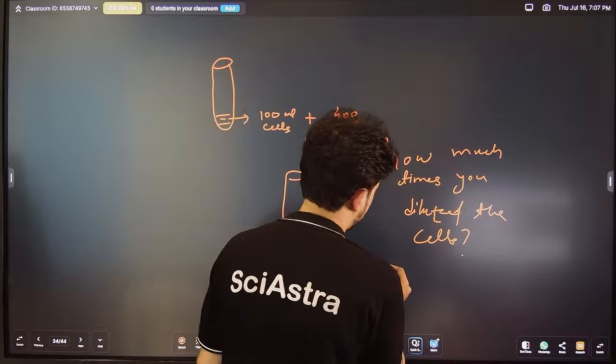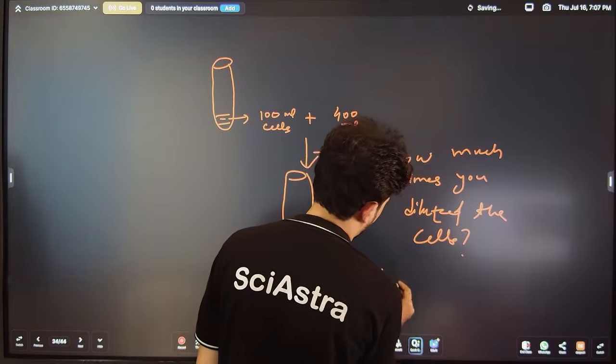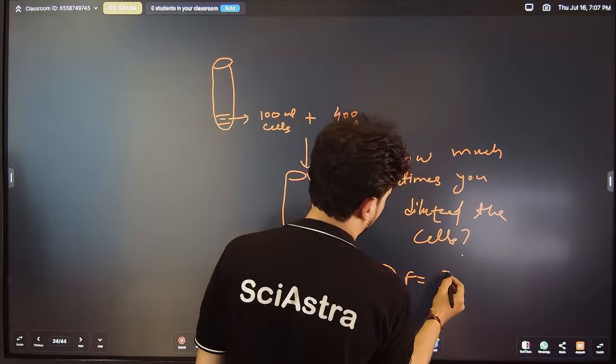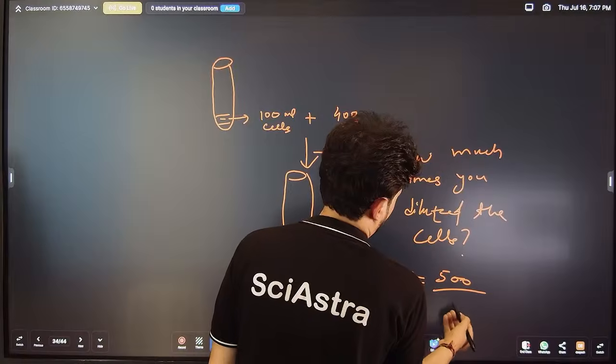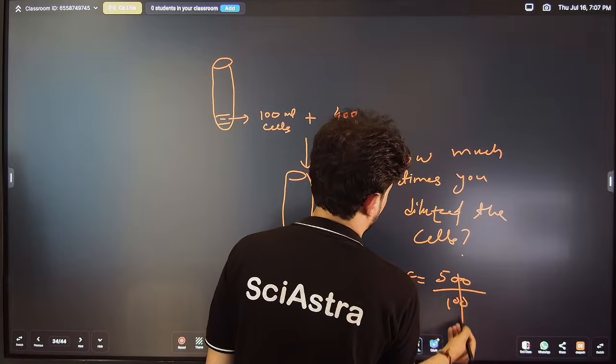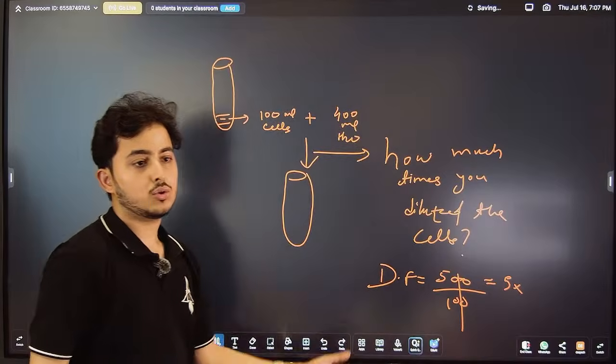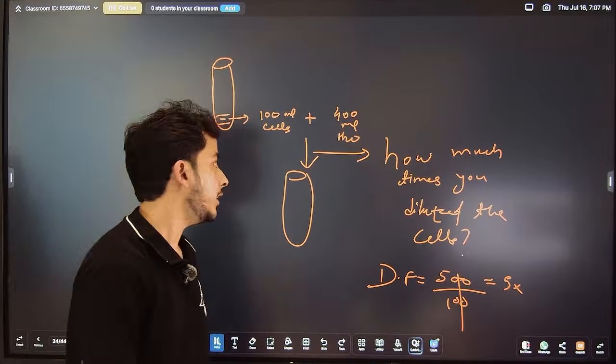Correct. Because I told you what is dilution factor. This is the final volume, that will be 400 plus 100, that will be 500. And the initial volume is 100. So you can say you diluted it 5 times. So that is how you carry out these dilutions.